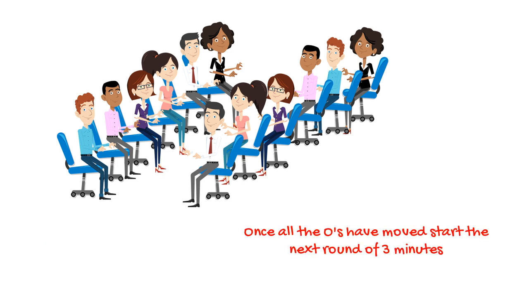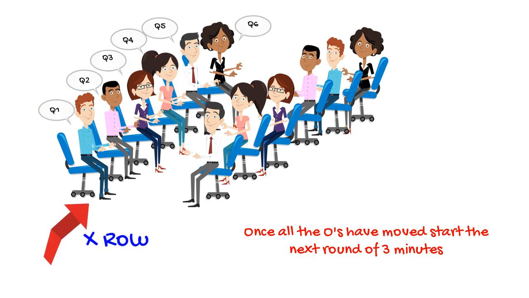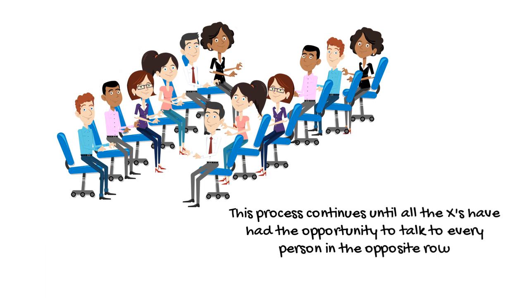Once all the O's have moved, start the next round of 3 minutes with the X's asking their question to a new individual. This process continues until all the X's have had the opportunity to talk to every person in the opposite row.